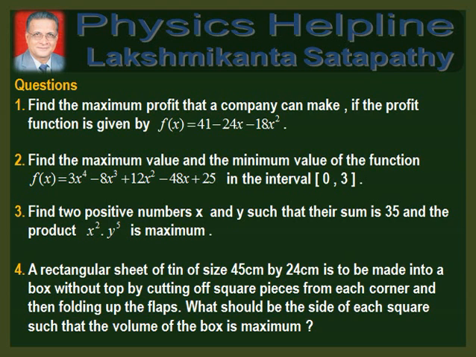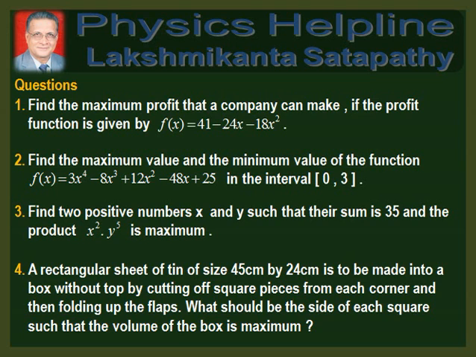Question 4. A rectangular sheet of tin of size 45 centimeters by 24 centimeters is to be made into a box without a top by cutting off square pieces from each corner and then folding up the flaps. What should be the side of each square such that the volume of the box is maximum?